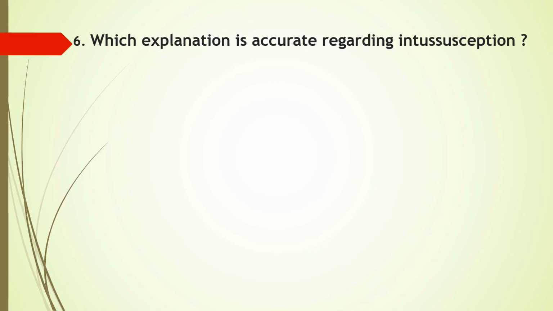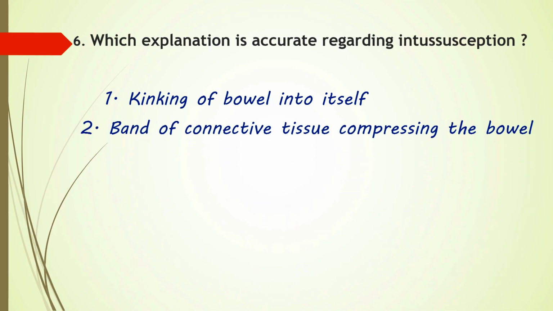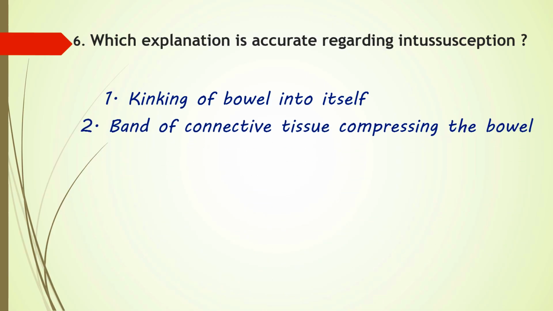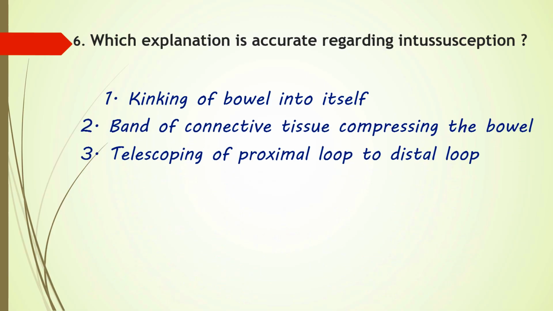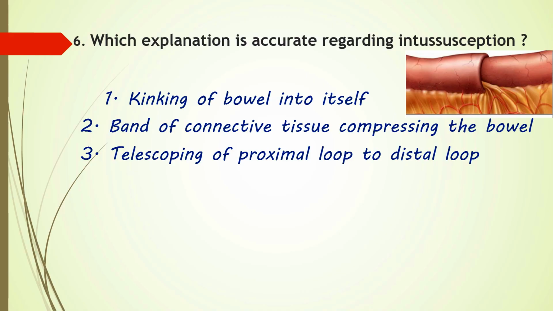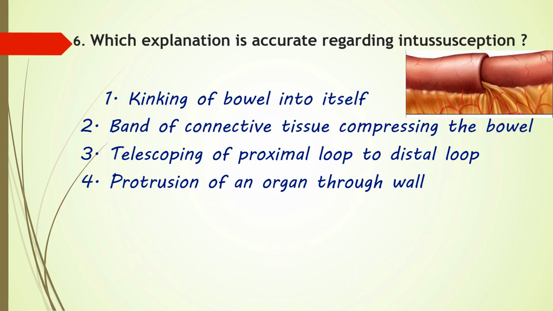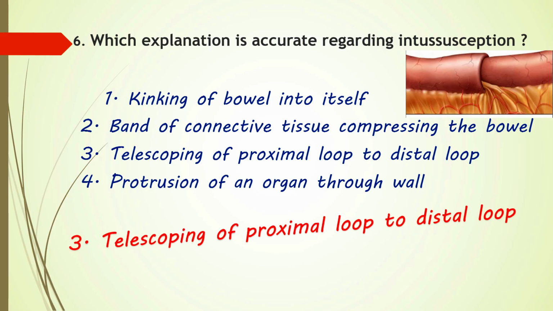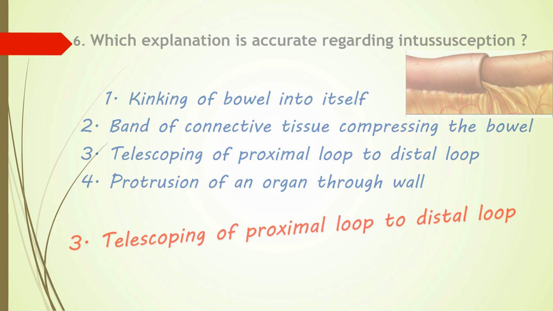Question number 6. Which explanation is accurate regarding intussusception? Options are kinking of bowel into itself, option 2 band of connective tissue compressing the bowel or option 3 telescoping of proximal loop to the distal loop or option 4 protrusion of an organ through wall. Yes, intussusception denotes telescoping of proximal loop to the distal loop, so the correct answer is option 3.